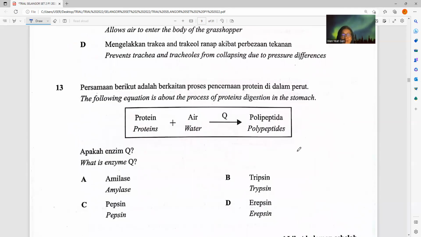Question 13. The following equation is about the process of protein digestion in the stomach. So what is enzyme Q, right? Enzyme Q is pepsin, yeah, in the stomach. So answer is C.